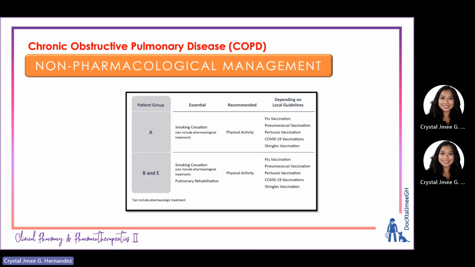So for non-pharmacological management based on the grouping of the patient, if it's group A, we can have smoking cessation. This is very essential. Recommended physical activity, and depending on local guidelines, we can consider different vaccinations. So we have flu vaccine, pneumococcal vaccine, and others. We also have COVID-19 vaccines. So you have to be updated because, of course, we still have concerns about COVID-19. And then for groups B and E, smoking cessation and pulmonary rehabilitation, physical activity for the recommendation, and also a look at the different local guidelines on the vaccination scheme.